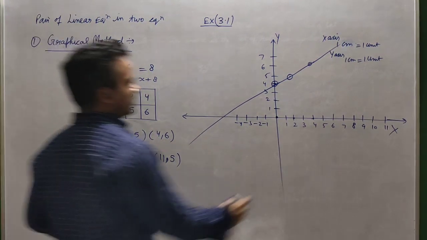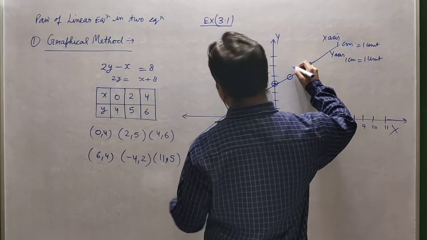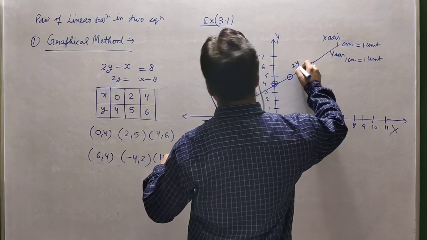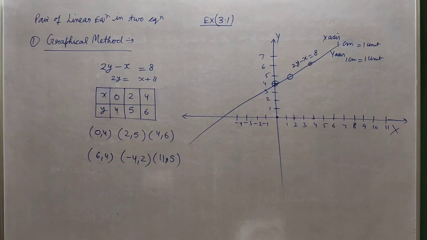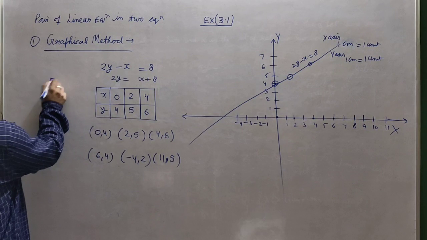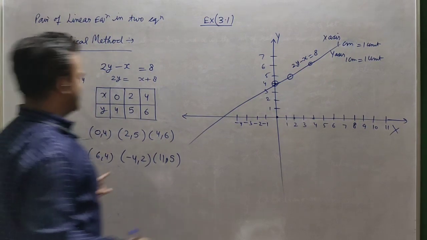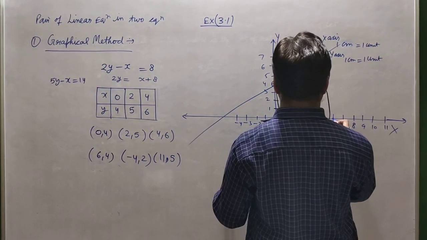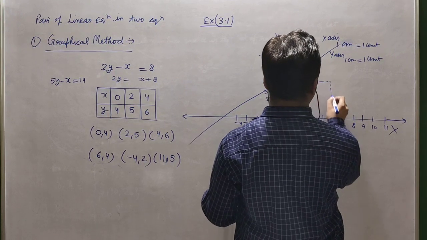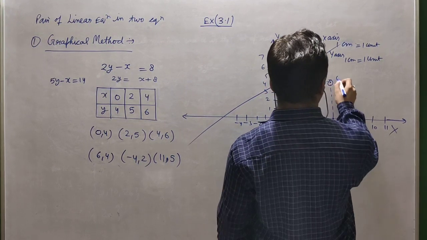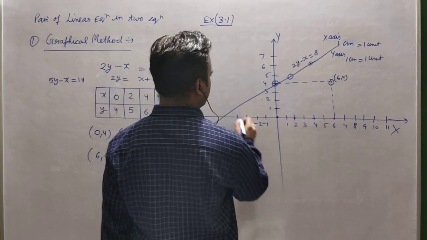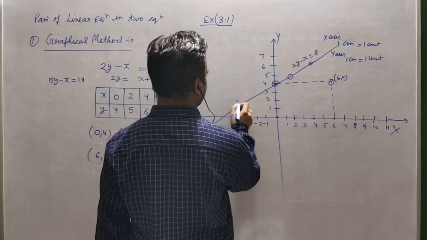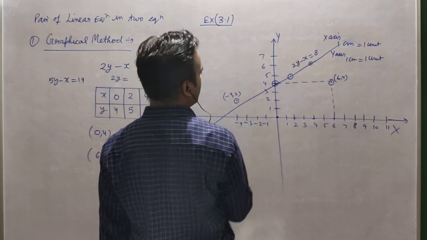Now the next one is (6, 4) for the second line, and you will write the equation here. Which equation is this? 2y minus x is equal to 8. Right. And the second equation is 5y minus x is equal to 14. For this, (6, 4). 6, and I think it will reach somewhere here. (6, 4). Now (minus 4, 2). So minus 4 and 2.